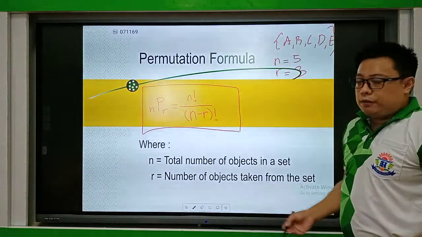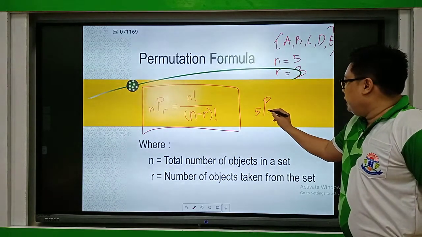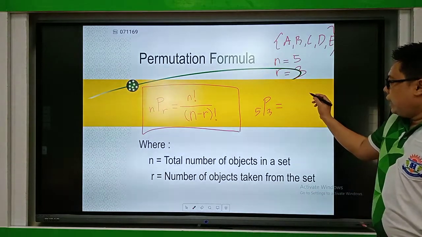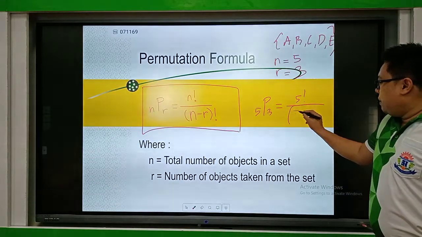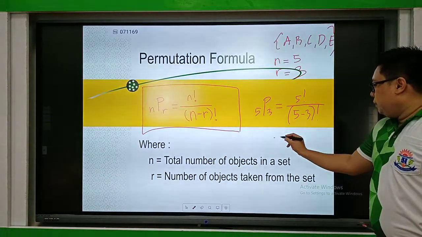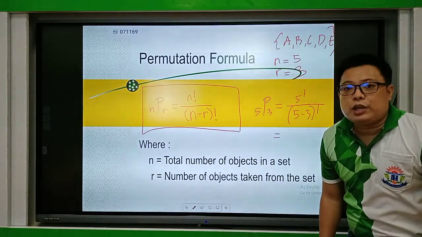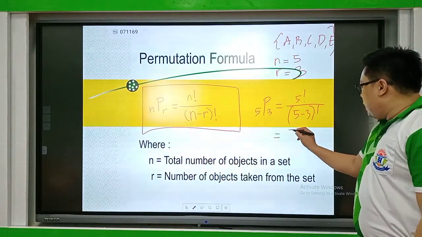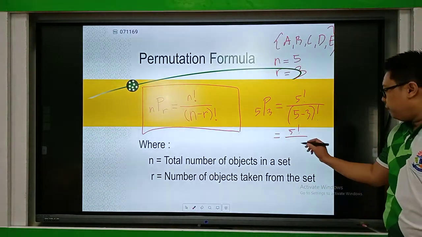Okay, so let's try the formula. So 5P3, or nPr, is equal to n factorial divided by n minus r factorial. So 5 factorial divided by 5 minus 3 factorial. Okay, so we will just try to simplify it. This is in connection with our previous topic, which is all about simplifying factorials. So we have 5 factorial over 5 minus 3 factorial, which is 2 factorial.